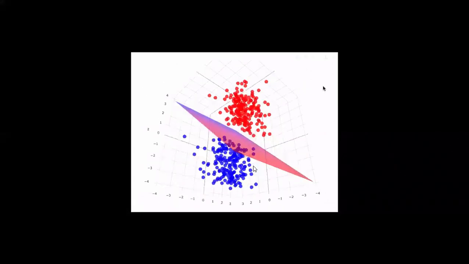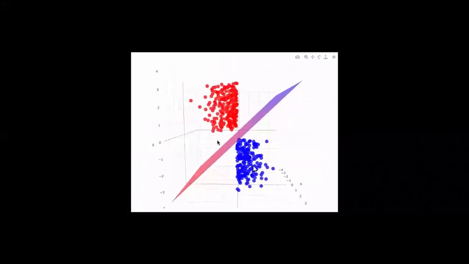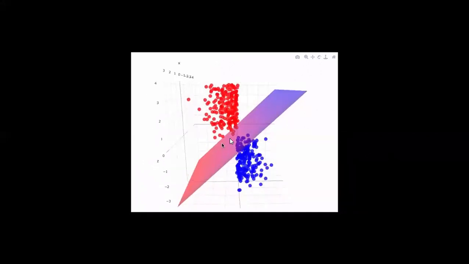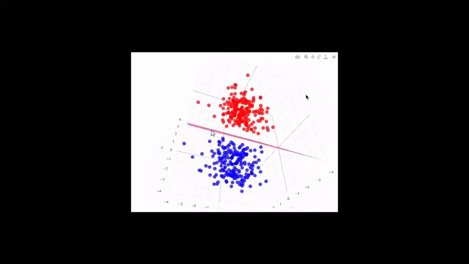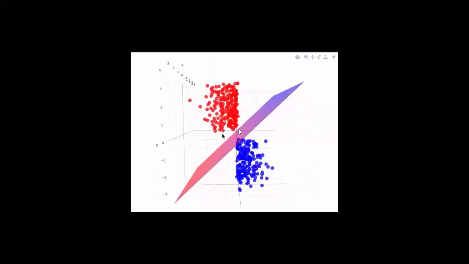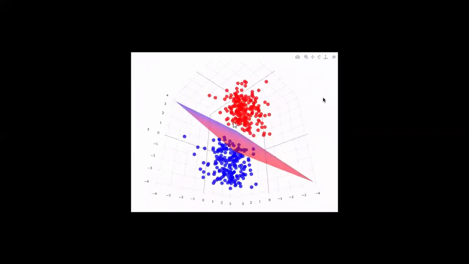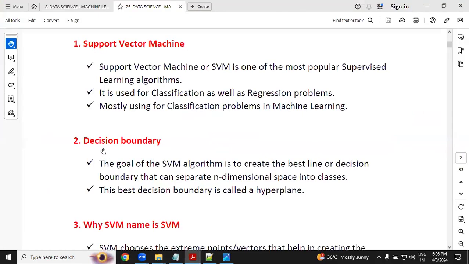I'm repeating one more time. We can draw a line to separate the data. But can I say this is a plane, something like an aeroplane wing? That is called a plane. If you draw a plane to separate the two classes, the two categories, then that is called a decision boundary. I mean to say that in the support vector machine algorithm, we can separate the two classes by using a decision boundary. Good.